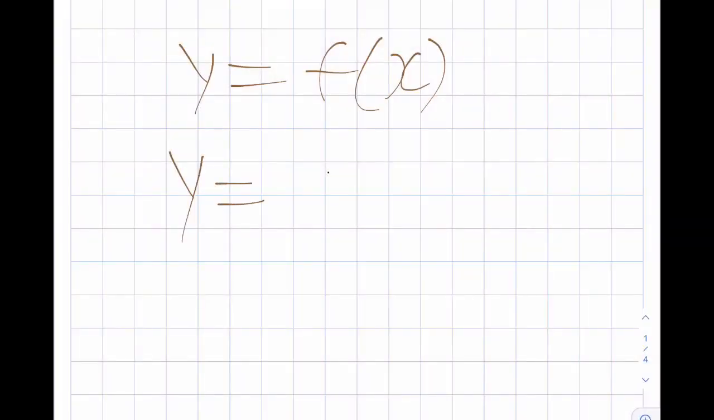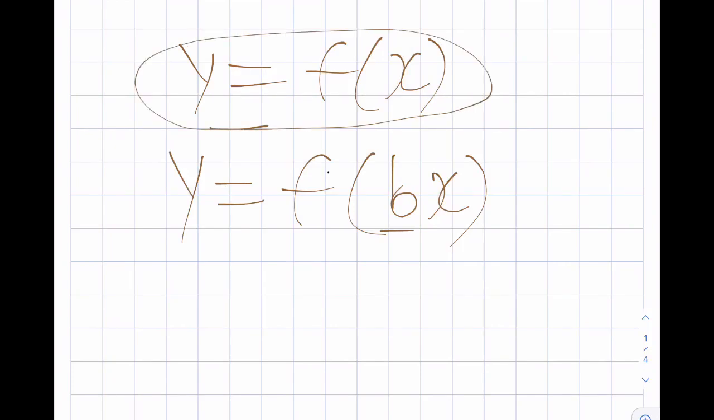So in general, guys, for any function y equals f of x, the graph of y equals f of bx, where b is any real number, results in a horizontal stretch. In this case, y equals f of x was horizontally stretched by a factor of 1 over b. And I'll explain this to you guys later in this video.